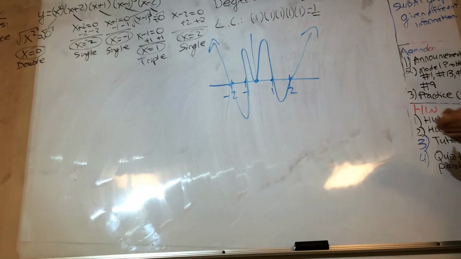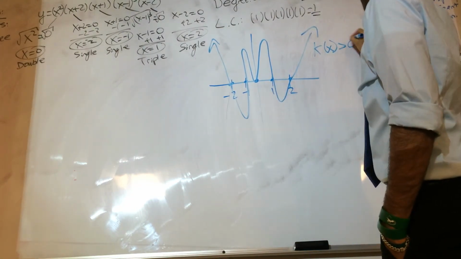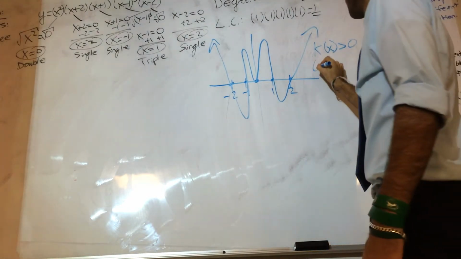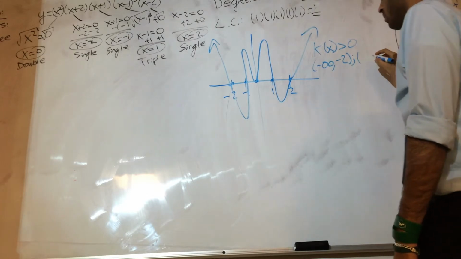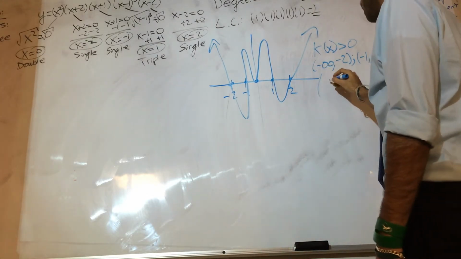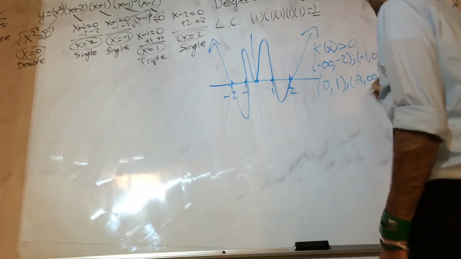And now we need to answer the question, which is where is this graph, they called it k of x, greater than 0. Need to answer this question, where is this graph greater than 0? And again, you want intervals here. Some people are good on their own. Great. Here's what I got.